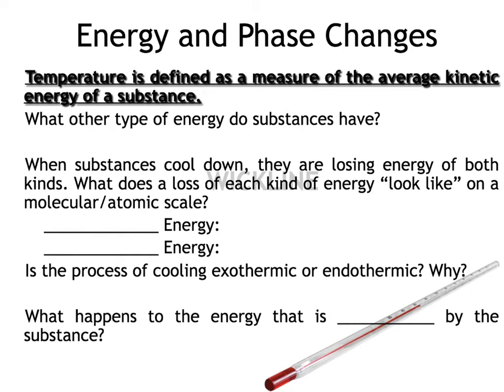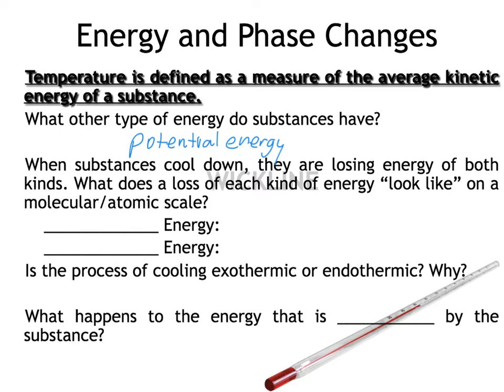So this slide is about the energy and phase changes involved with cooling curves. Remember, temperature is defined as a measure of the average kinetic energy of a substance. It is not the same thing as energy because it is not measured in joules. It's simply a measurement of average energy. So the other type of energy that substances have is potential energy. And when substances cool down, they're actually losing energy of both kinds, that is kinetic and potential energy.